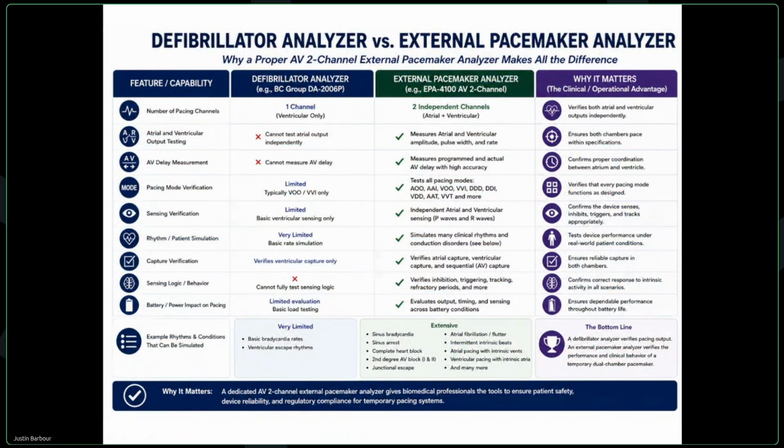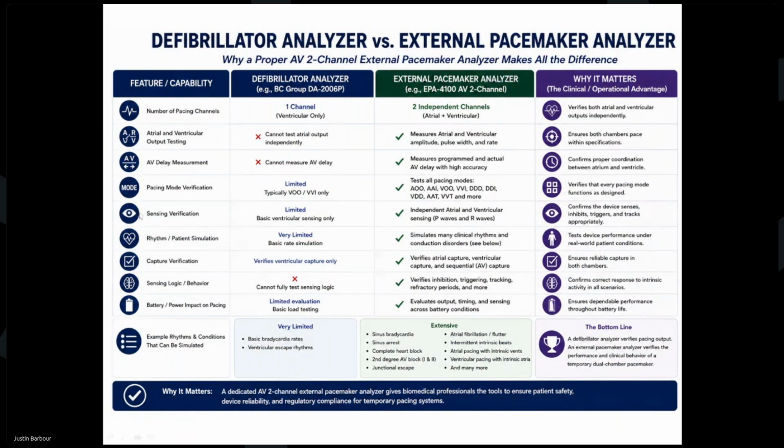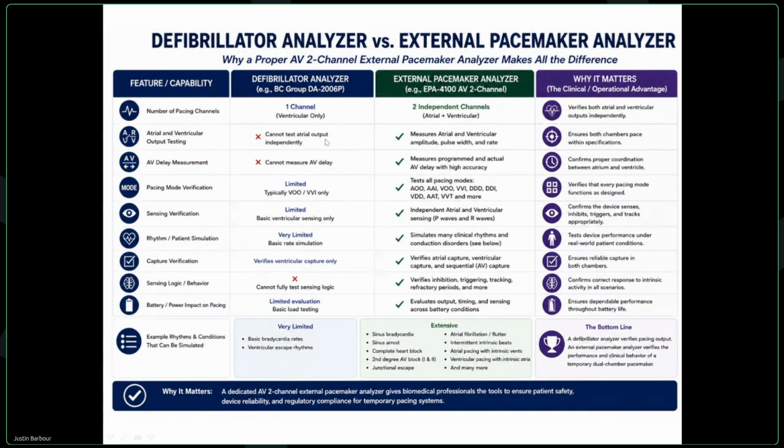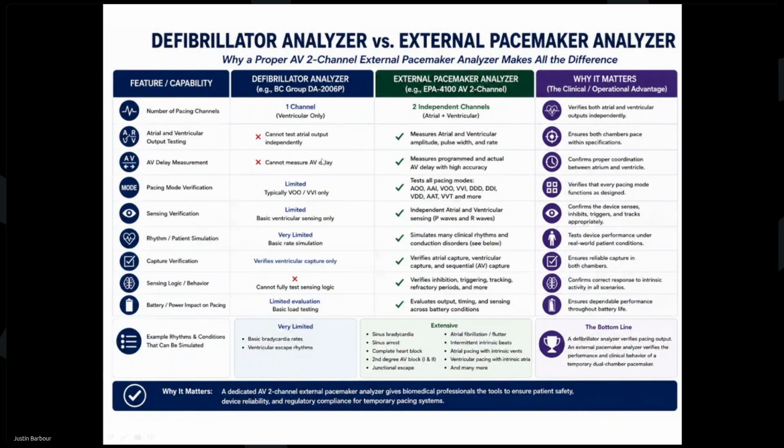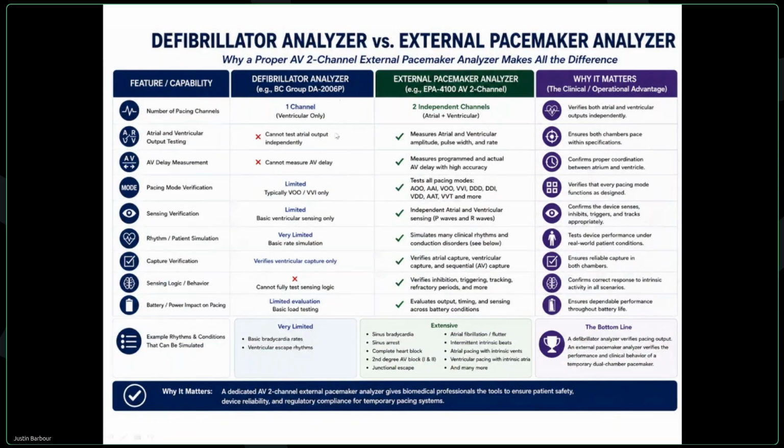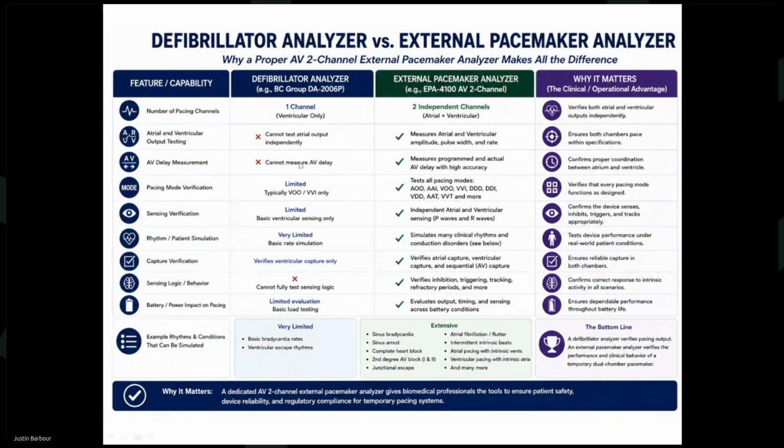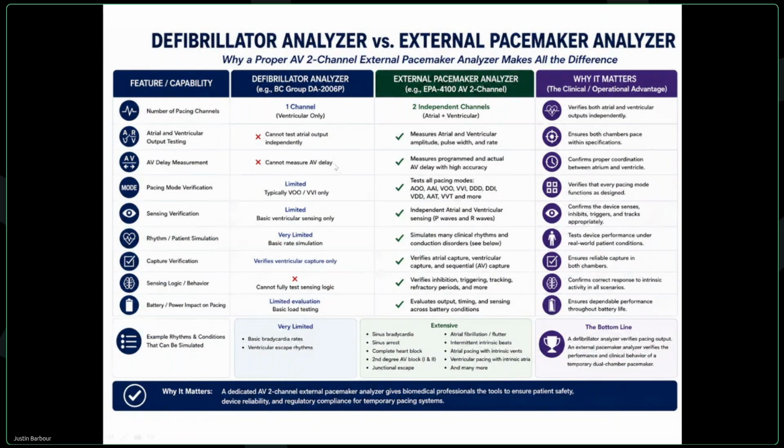So we already talked about defibrillator analyzer versus external pacemaker. On the defibrillator analyzer, they cannot test the atrial output independently. That's very important, to be able to switch in between one or the other. And it's also very important to be able to time those different discharges, which a traditional defibrillator analyzer cannot do. So you cannot measure the AV delay.